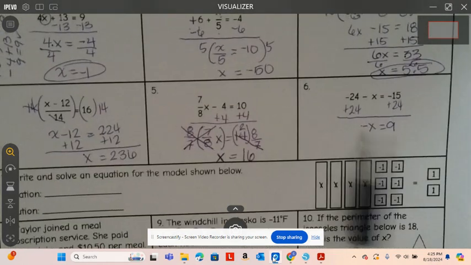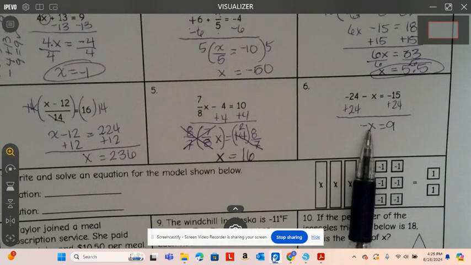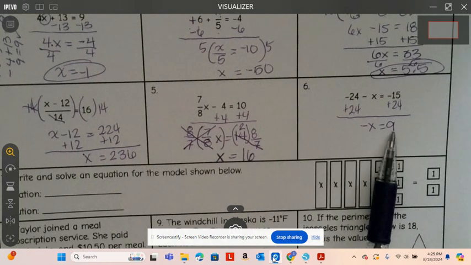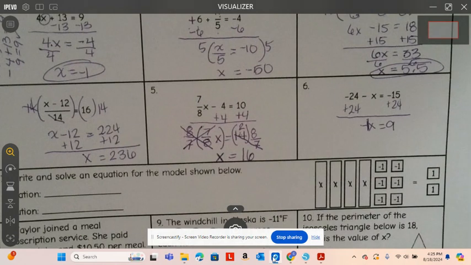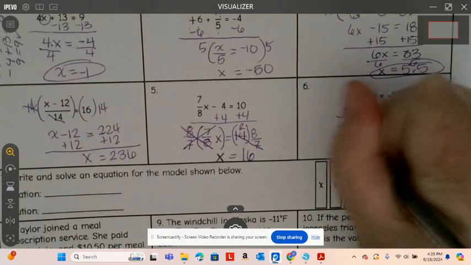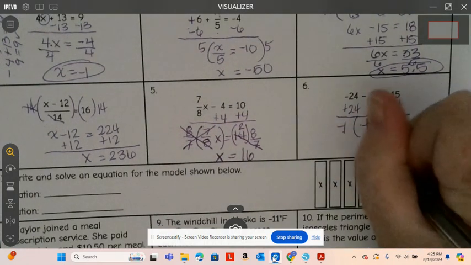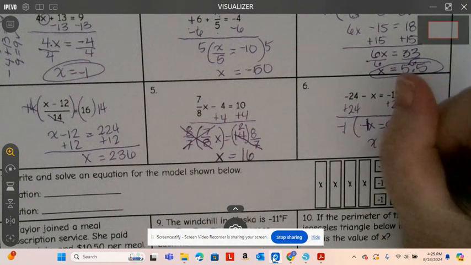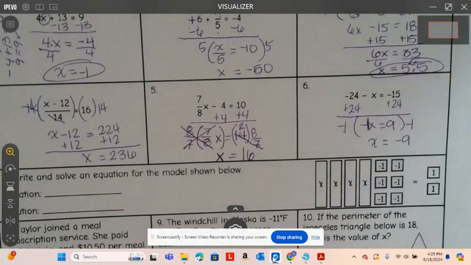Now, some people might think this problem is done, but it's not done because I don't want to know what negative x is. I want to know what positive x is. This negative sign tells me this is negative 1x. So I need to get rid of that negative 1. I'm going to multiply both sides by negative 1 because I know negative 1 times negative 1 will give me positive 1. And then 9 times negative 1 will give me negative 9. Go ahead and plug that back into your equation and check for completeness.